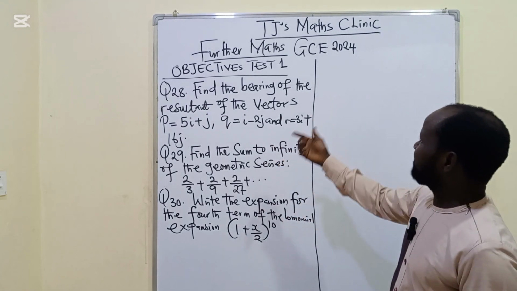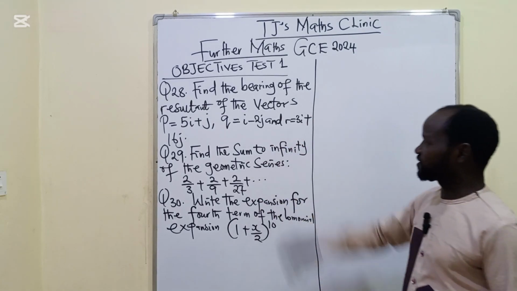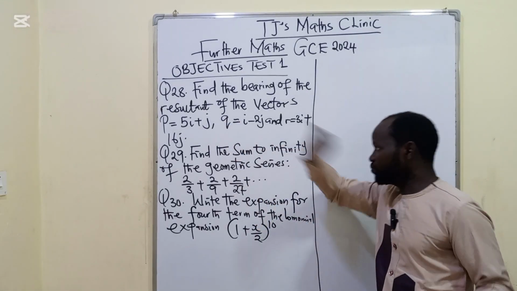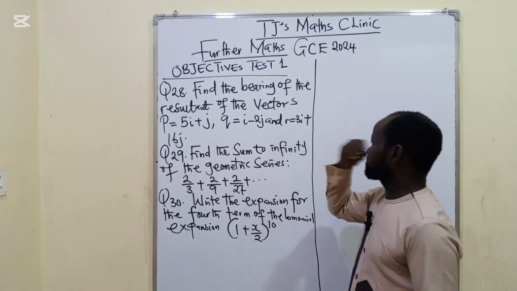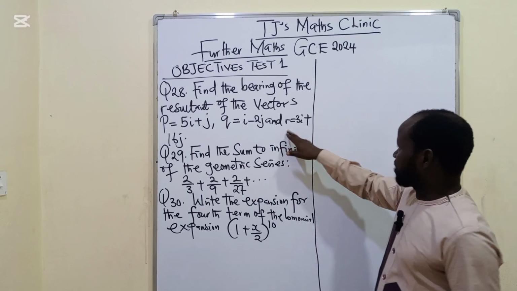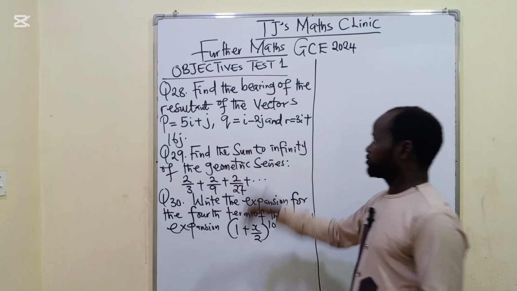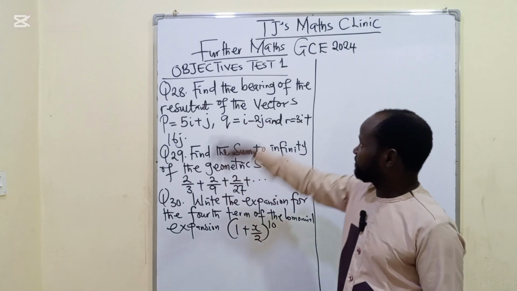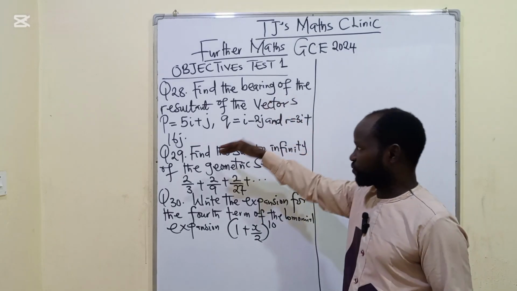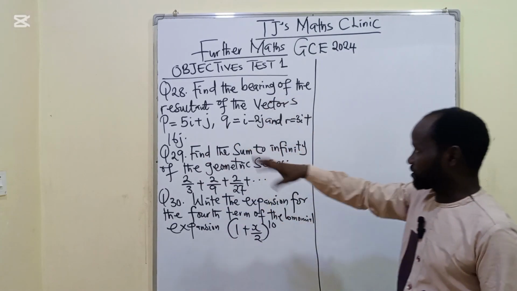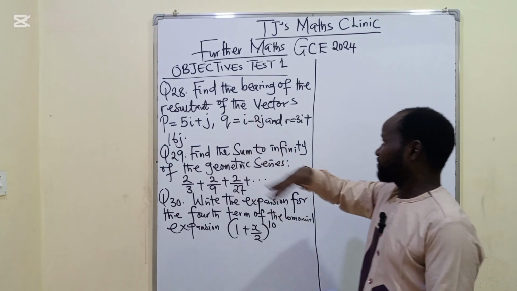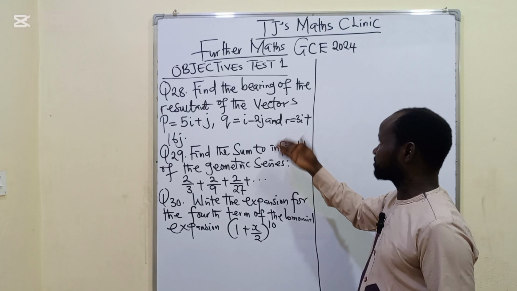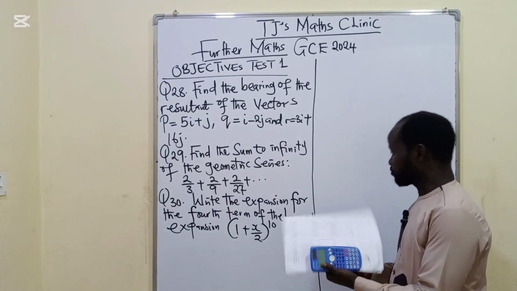The question reads: find the bearing of the resultant of the vectors P, which is given as 5i plus j, vector Q, which is i minus 2j, and vector R, which is 3i plus 16j. We're asked to find the bearing of the resultant of the vectors. We'll use the knowledge of bearing as well as vectors and the resultant. You know, force is a vector, because force has both magnitude and direction. So let's look at how we can handle this.